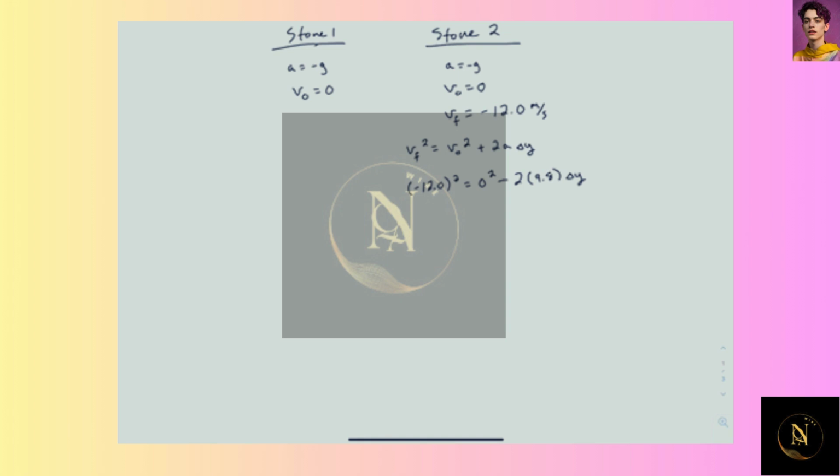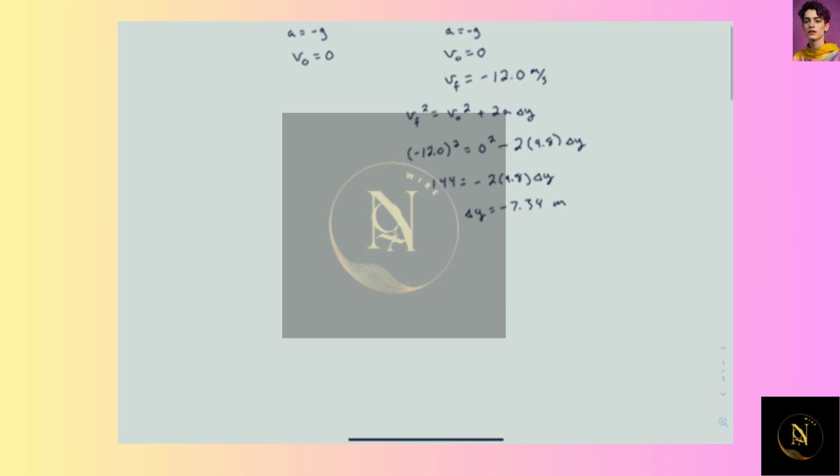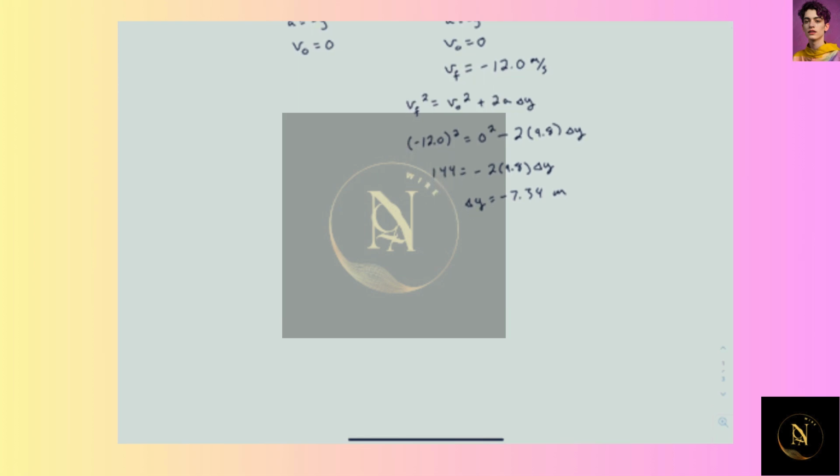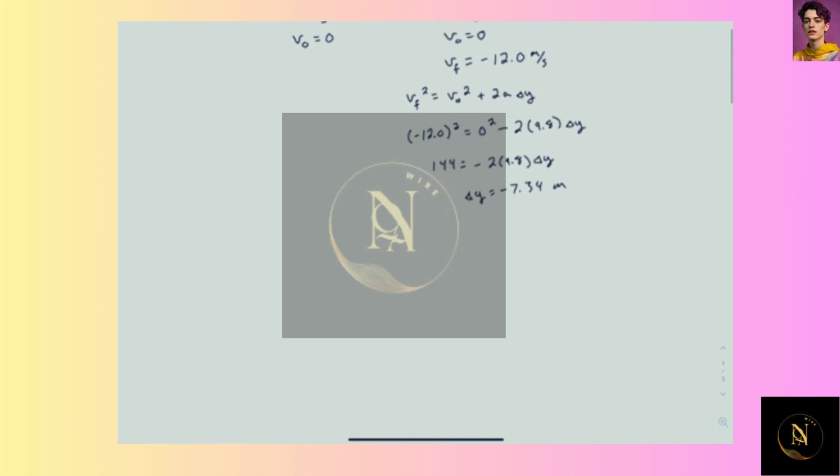And if we solve this, we get 144 is negative 2 times 9.8 times delta y. And so delta y is negative 7.34 meters. Now we also know from this we can get the time it takes to reach that position.